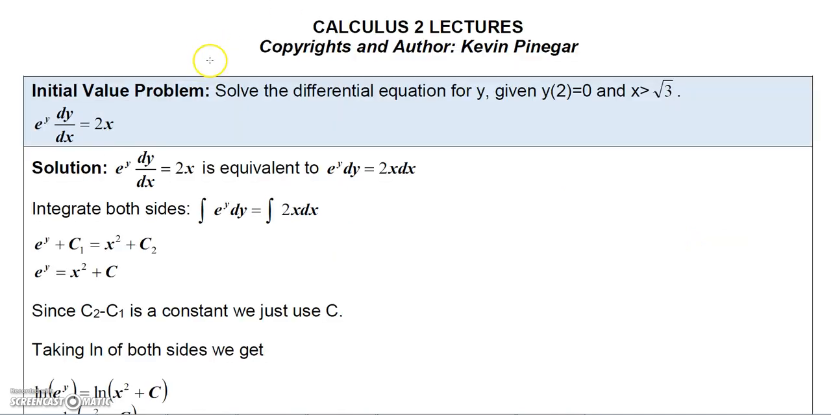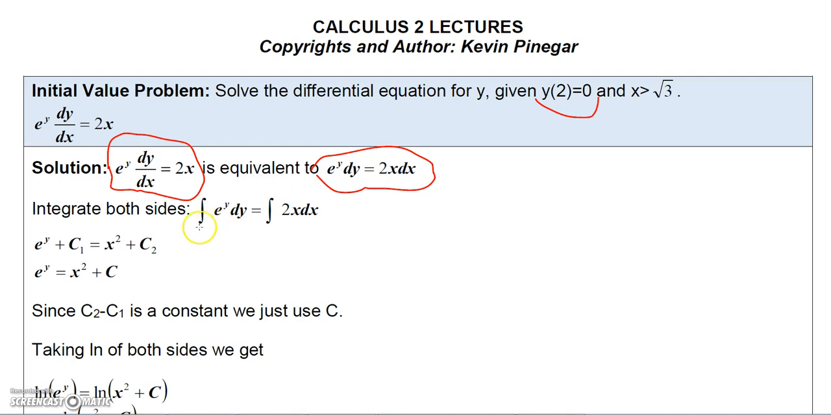Okay, so here I'm going to solve what's called an initial value problem. So I'm going to give you this differential equation, e to the y times dy over dx equals 2x. And we're given that y evaluated at 2 equals 0, and x is greater than the square root of 3. Okay, so basically what you can do is multiply both sides of this by dx, and you get this formula, e to the y dy equals 2x dx.